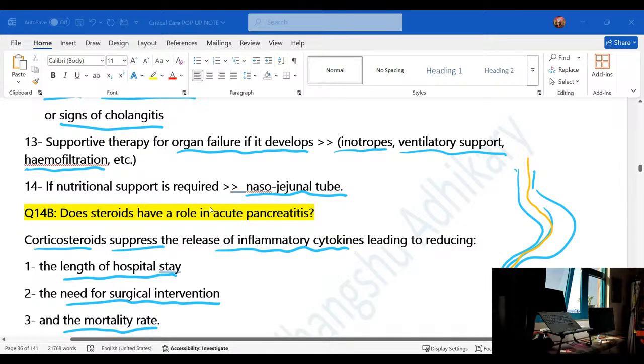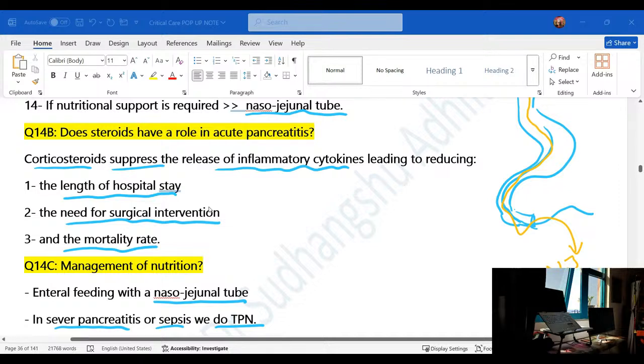Does steroid have a role in pancreatitis? Yes. Corticosteroids suppress the release of inflammatory cytokines, leading to decreased length of hospital stay, reduced need for surgical intervention, and decreased mortality.